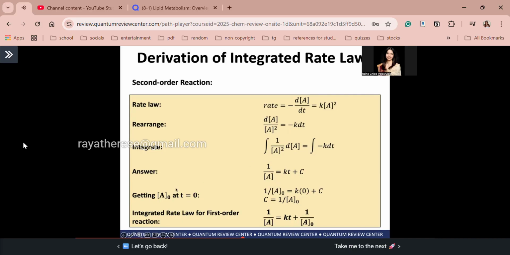Okay? Now, we have to get A naught again at t is equal to 0, where 1 over A naught is equal to k times 0, t is equal to 0, plus C. Therefore, C is just equal to 1 over A naught. Solving, we get the integrated rate law for the second order reaction. So guys, sorry, dapat second order ito. We get 1 over A is equal to kt plus 1 over A naught. Ganun mag-derive guys, okay? Tandaan, naka-positive ito. Okay? I hope it's clear, guys.